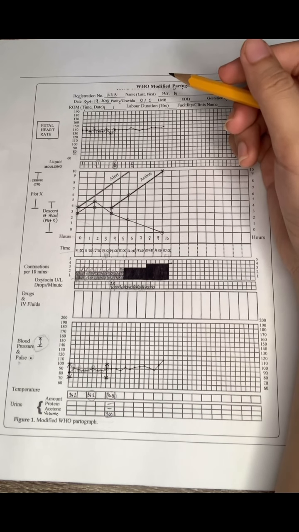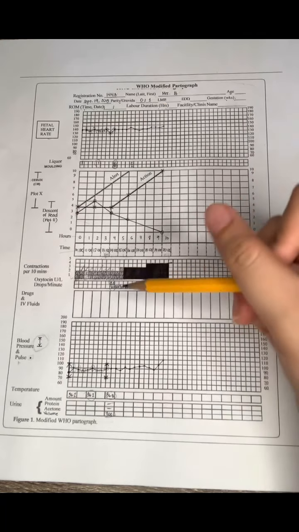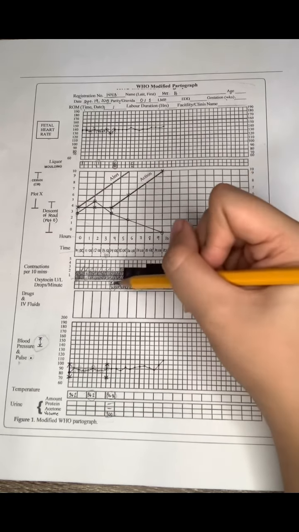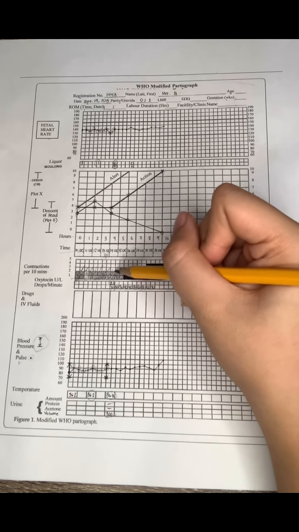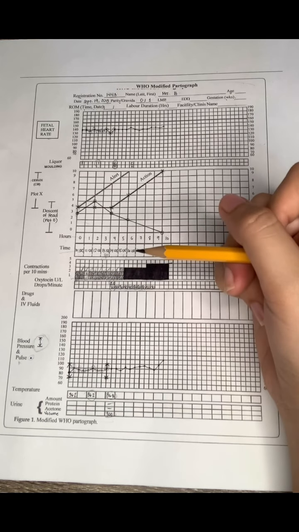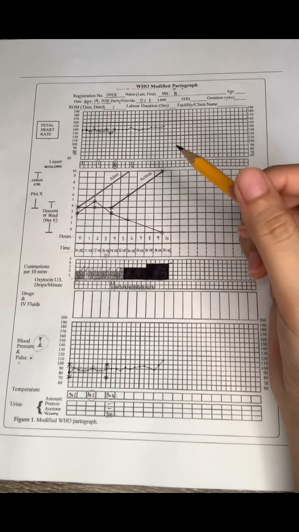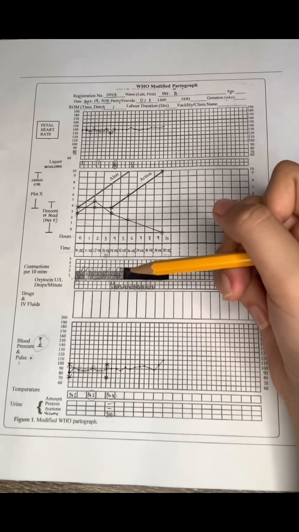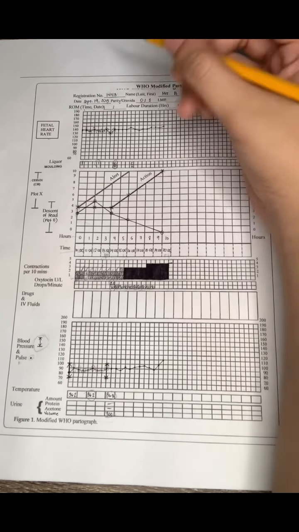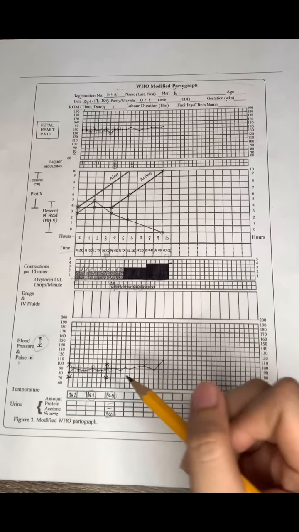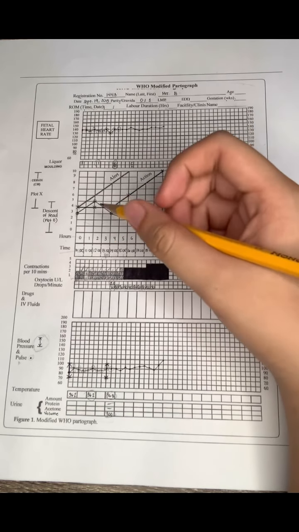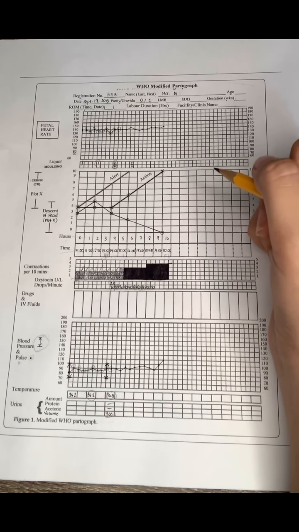Then at 2:30, the 2 contractions in 10 minutes, each lasting 35 seconds, so stripe lines gihapon. Then infusion rate increased to 20. Then FHR is 140. Then pulse is 90. Then at 3 o'clock, 3 contractions in 10 minutes, each lasting 40 seconds.